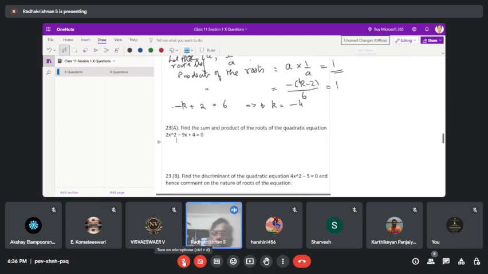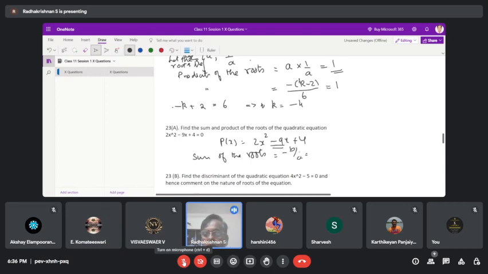Find the sum and product of the roots of the quadratic equation 2x square minus 9x plus 4 equal to 0. This is a very straightforward question. Let us say p of x equal to 2x square minus 9x plus 4. What is the sum of roots? Minus b by a. Here b is minus 9, so minus b is 9. A is 2.